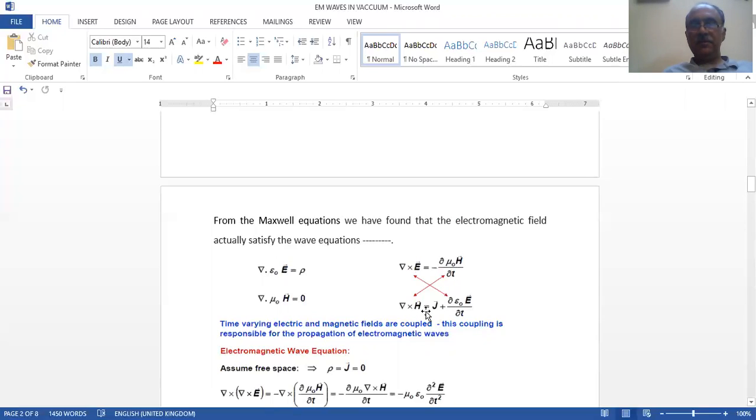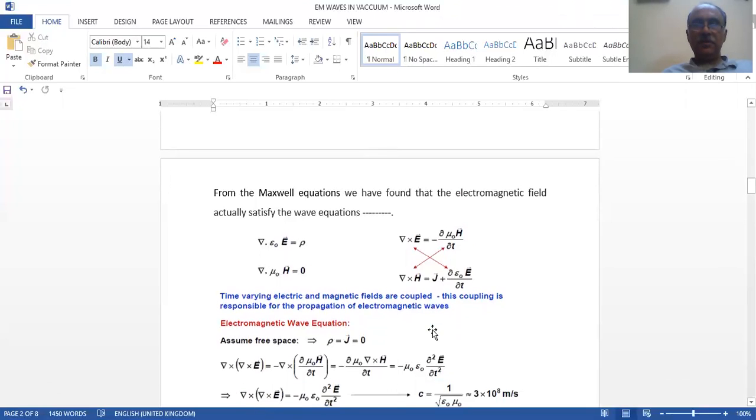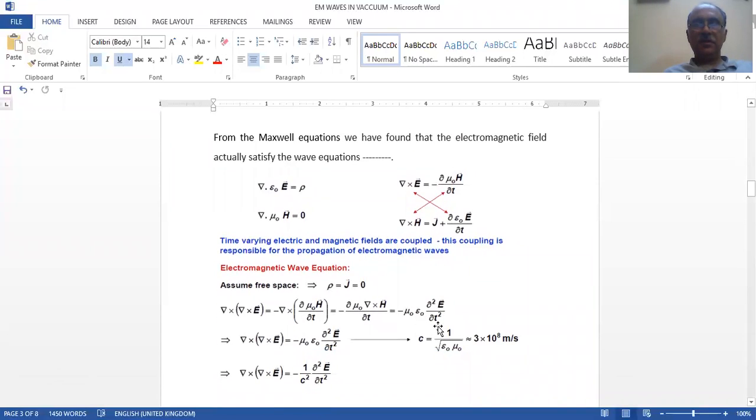The modified Ampere's law is curl of H equal to J plus del D by del t, or J plus epsilon 0 times del E by del t. So in these equations, you can see that the electric field and magnetic field are both coupled. And this coupling is in fact responsible for the propagation of electromagnetic waves. Coming to our problem, in which we have assumed a certain region of space in which there is no charge density and current density, so we put rho and J equal to 0.